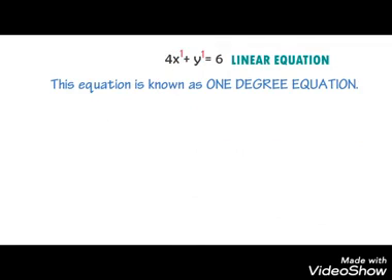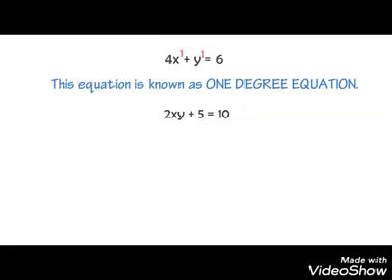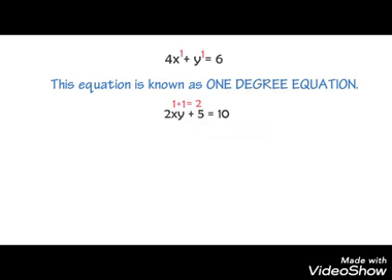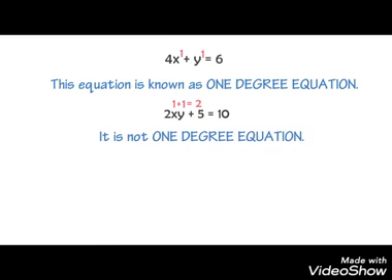Let me give you another example. 2xy plus 5 is equal to 10. This equation has also three terms, 2xy, 5 and 10. The term 2xy is considered as one term. The power of x is 1 and the power of y is also 1. Hence 1 plus 1 is equal to 2. Thus the highest power of this equation is 2. Therefore it is not a one degree equation. Hence it is also not a linear equation.